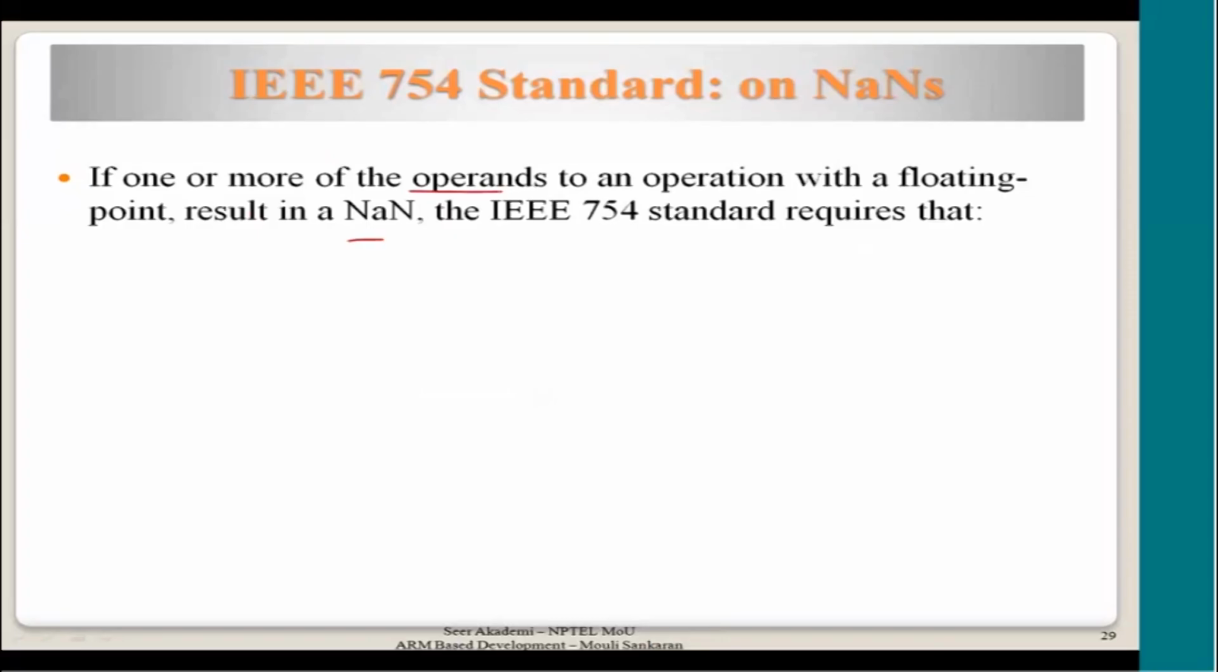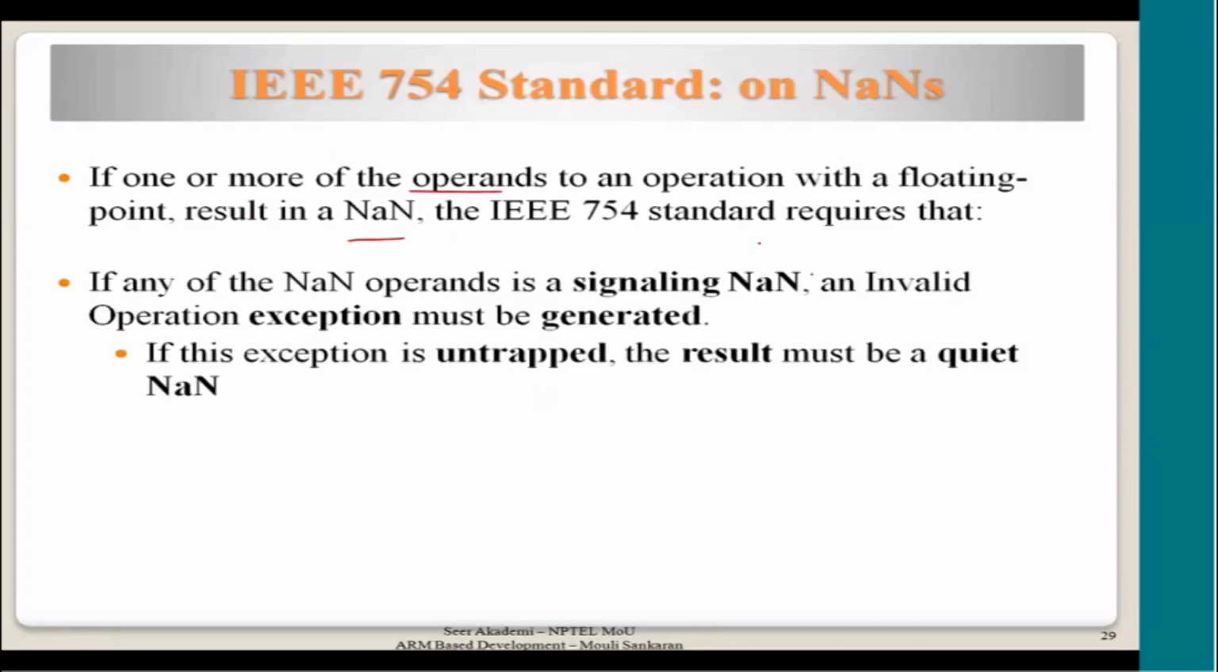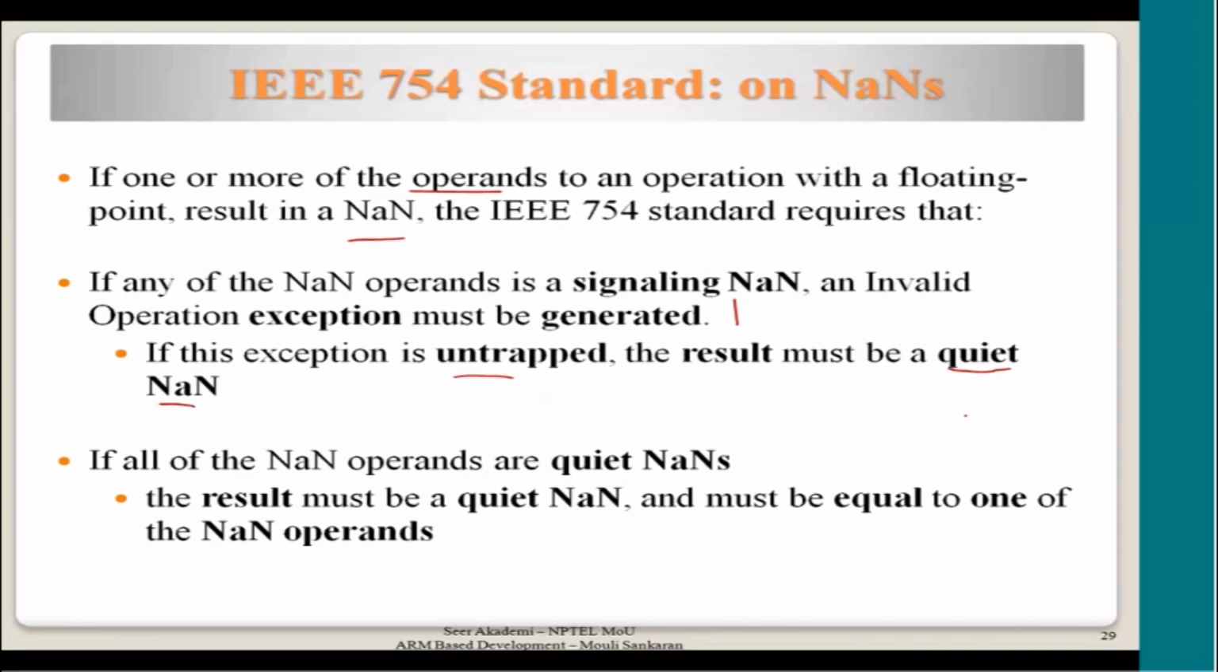One or more of the operands to an operation with a floating point result in a NaN. If any NaN operand is a signaling NaN, an invalid operation can generate an exception. If it is untrapped, it should be changed to a quiet NaN. Quiet NaN basically means that it is quiet; it will not generate an exception. It will quietly absorb the exception and keep a quiet NaN in the representation, whereas a signaling NaN has to generate an exception. That's all you should understand. If the NaN operands are quiet NaN, the result also should be a quiet NaN.